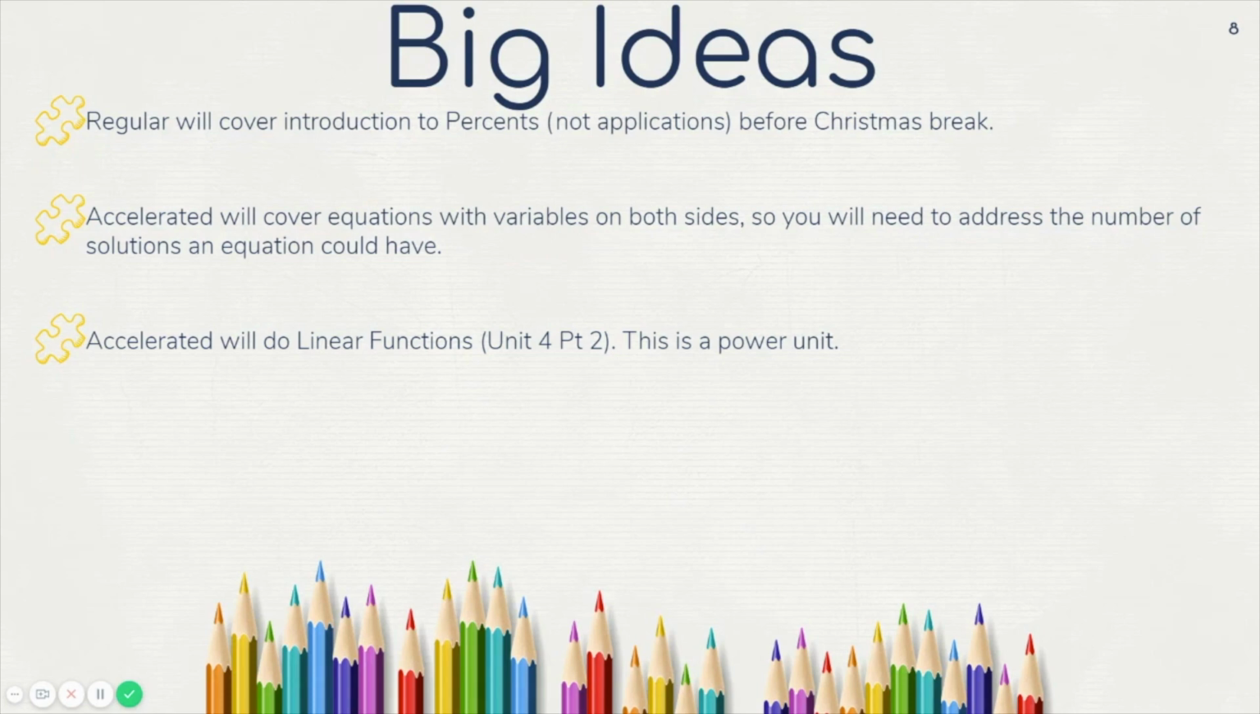This is a power unit. This is one of those units that your students must get for that Accelerated because it's going to follow them into their Accelerated Math 8 and into their Algebra 1 Geometry as unit. So these are the things that your students should be able to do in the second 9 weeks.